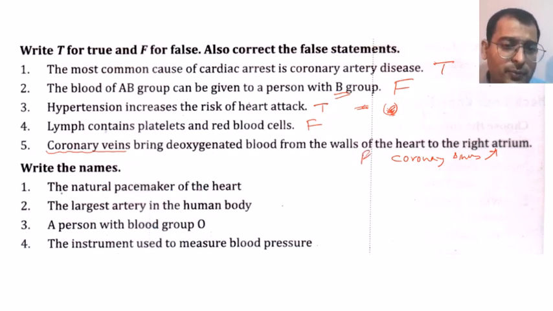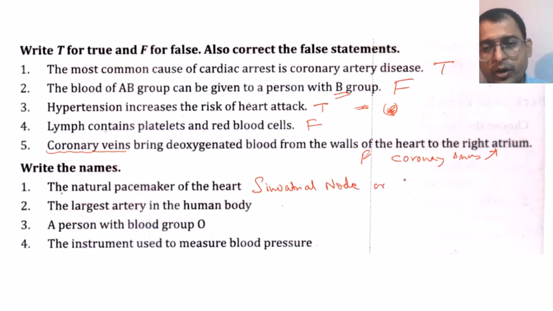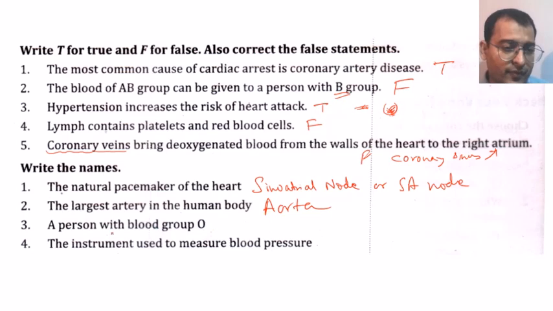The natural pacemaker of the heart is the sinoatrial node or SA node. The largest artery in the human body is the aorta. A person with blood group O is a universal donor.